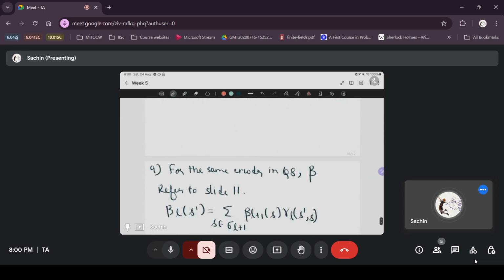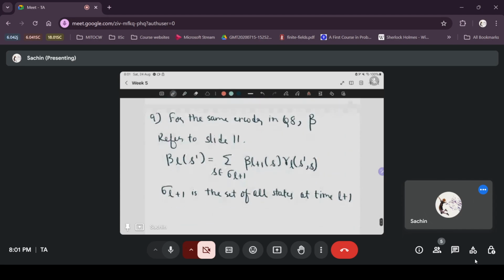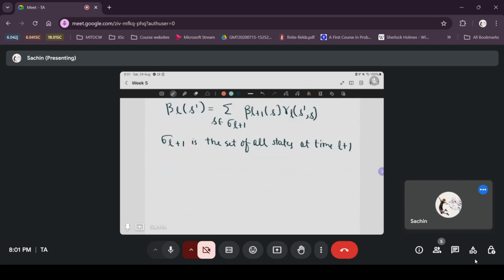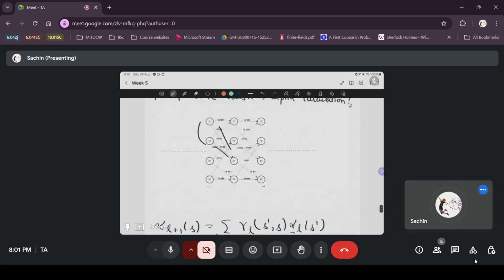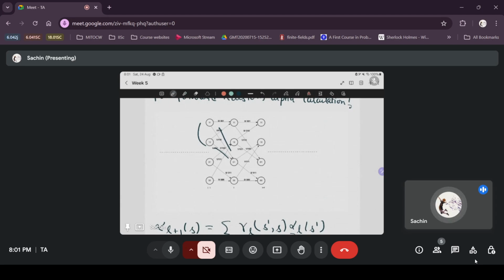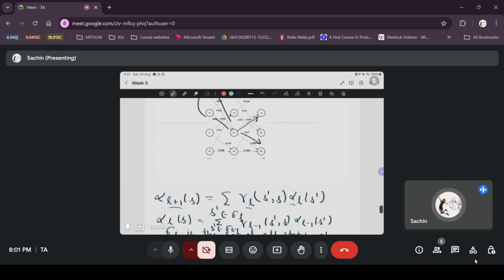So again here, sigma L plus 1 is the set of all states at time L plus 1. If you look at the options, you have S dash is 0, 1. So from 0, 1 you're going to 1, 0 or 0, 0, right? So those are the two states in L plus 1. So sigma L plus 1 is 1, 0 and 0, 0.